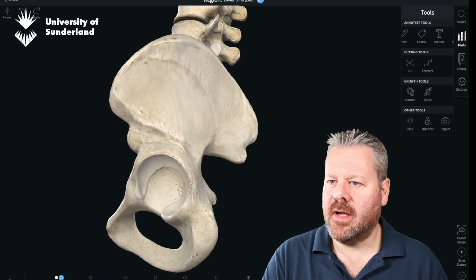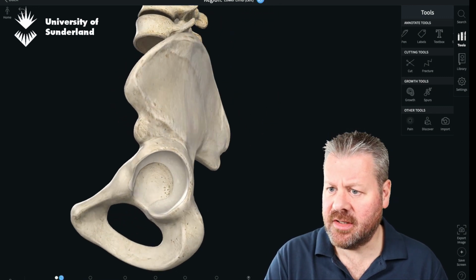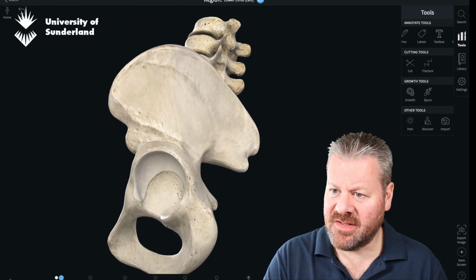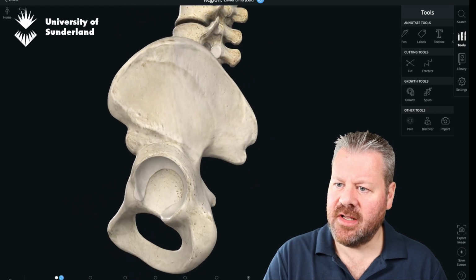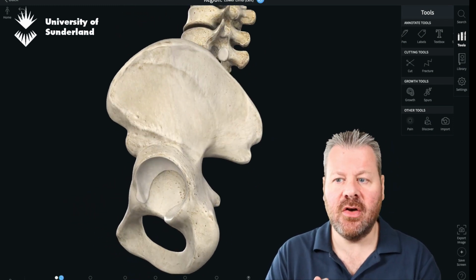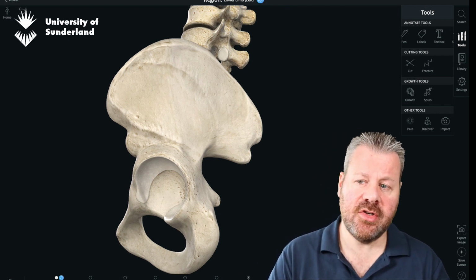So let's look at the acetabulum in a little bit more detail. You can see there's a very deep socket, and if I just shape it around a little bit in 3D, you can see how deep it actually is. Very different to the shoulder, which has a very shallow socket. The glenoid is very, very shallow, but we sacrifice stability for range of movement at the shoulder.